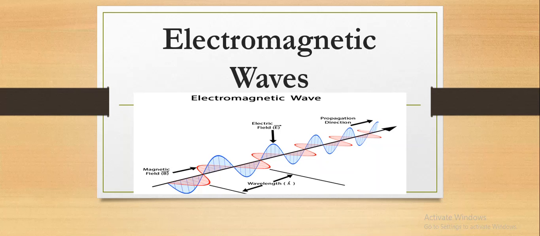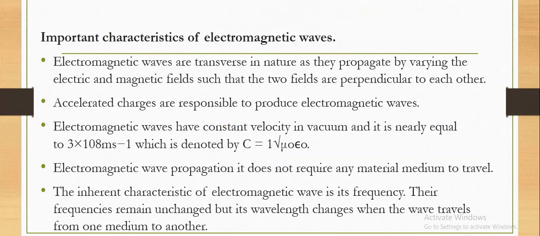Electromagnetic waves. In physics, electromagnetic radiation refers to the waves of the electromagnetic field propagating through space, carrying electromagnetic radiant energy. It includes radio waves, microwaves, infrared light, ultraviolet, X-rays and gamma rays. So let us study the characteristics of electromagnetic waves.